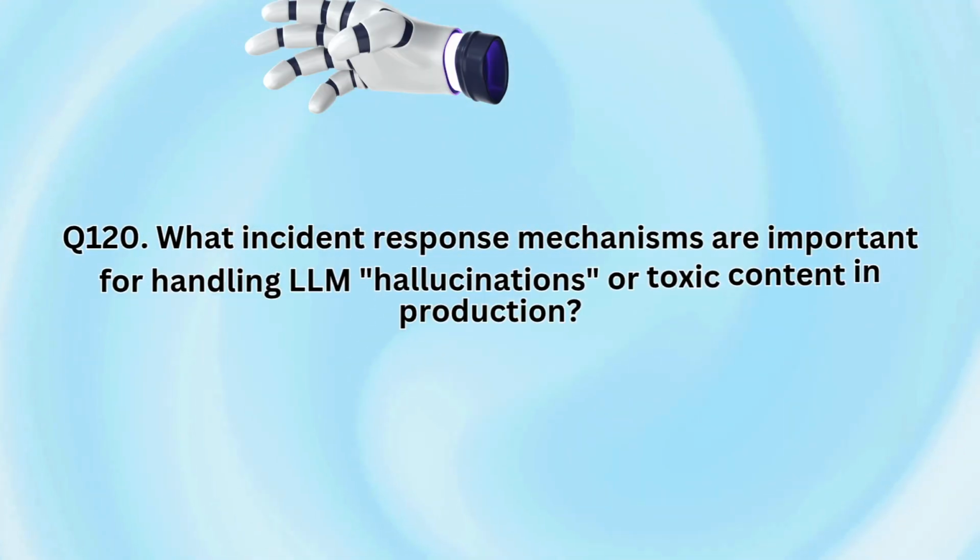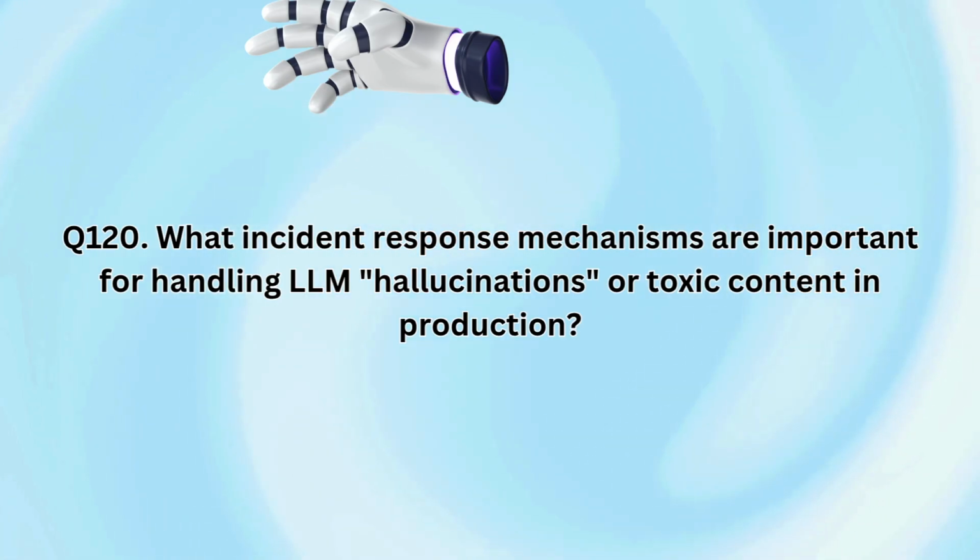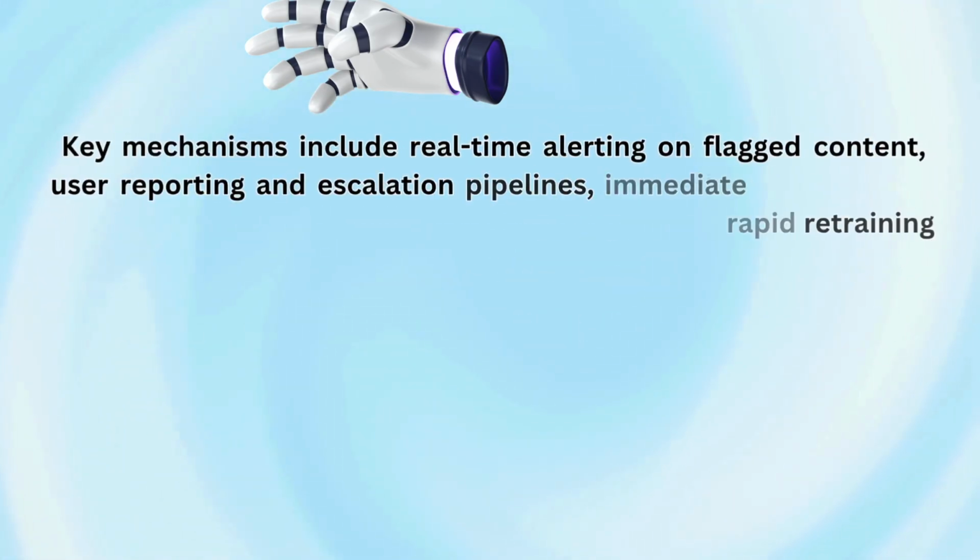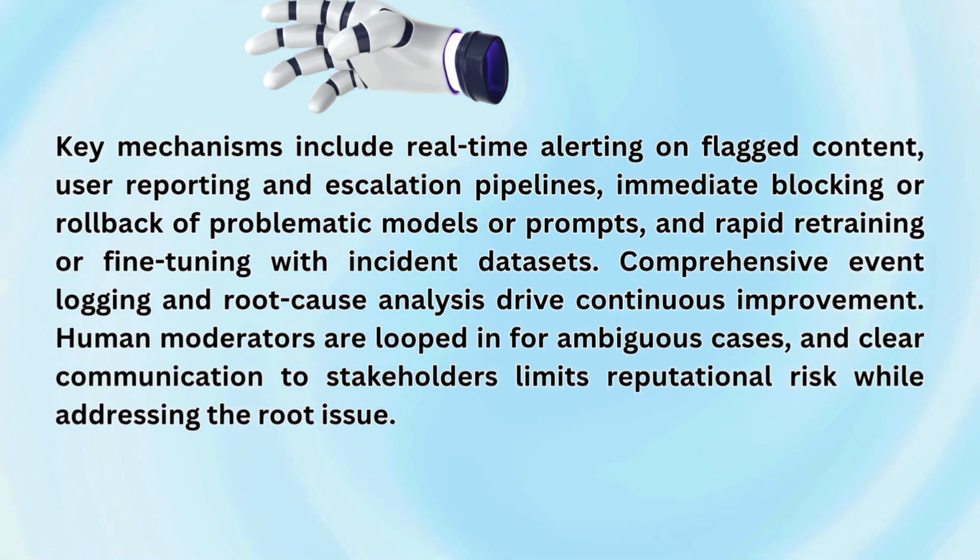What incident response mechanisms are important for handling LLM hallucinations or toxic content in production? Key mechanisms include real-time alerting on flagged content, user reporting and escalation pipelines, immediate blocking or rollback of problematic models or prompts, and rapid retraining or fine-tuning with incident datasets. Comprehensive event logging and root cause analysis drive continuous improvement. Human moderators are looped in for ambiguous cases, and clear communication to stakeholders limits reputational risk while addressing the root issue.